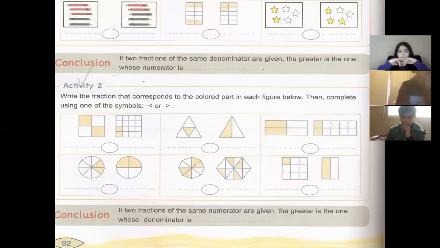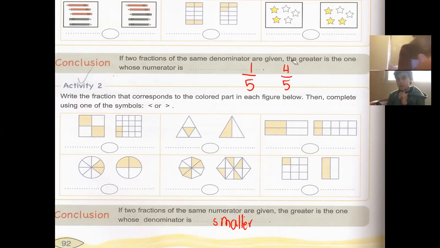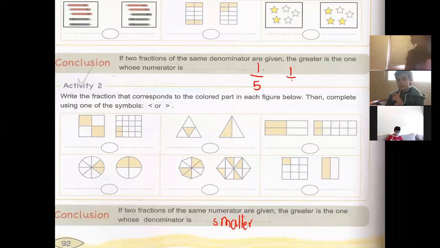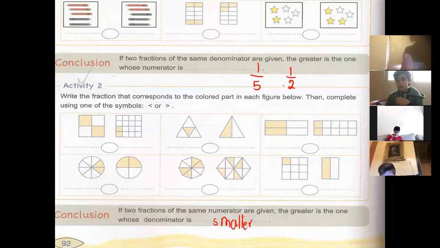Activity 2, we did it that if two fractions have the same numerator, the biggest one is the one whose denominator is smaller. Excellent. Like the grade. If someone took a grade 1 out of 5 and the other one took 1 out of 2, which grade is better? 1 over 5 or 1 over 2?